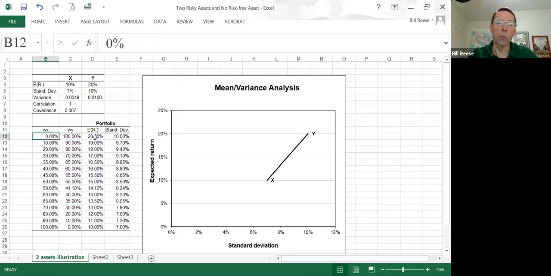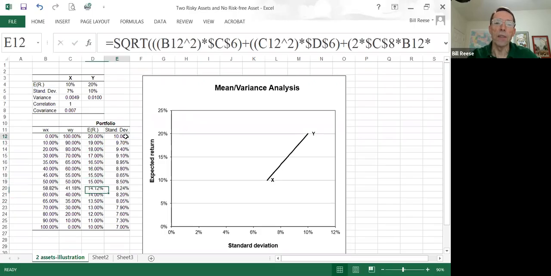Then under expected return, what we have is the equation for the expected return on the portfolio. It's going to be the weight on X times the expected return for X plus the weight on Y times the expected return on Y. Okay, in every single case, that's going to give us the expected return for a portfolio.